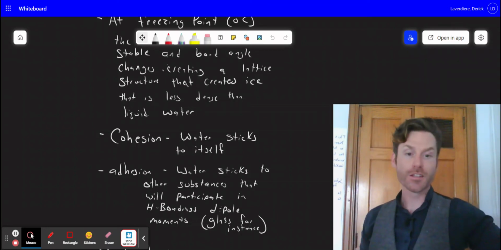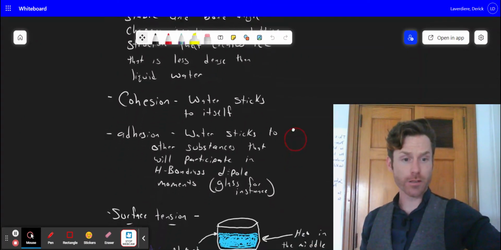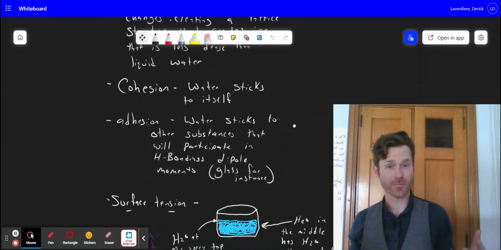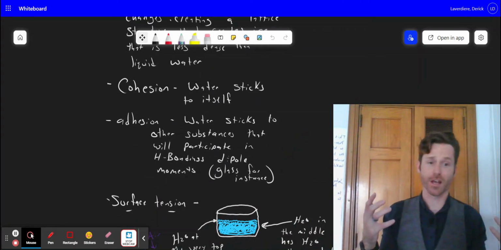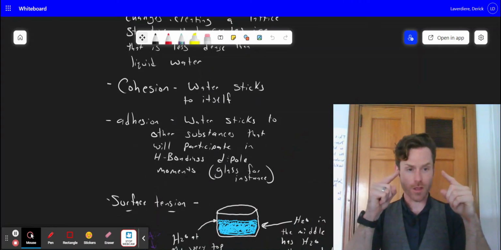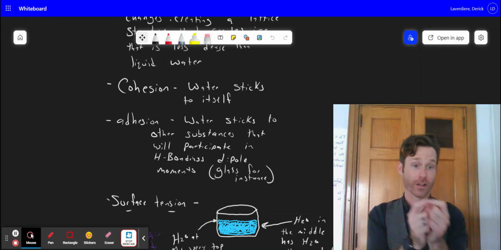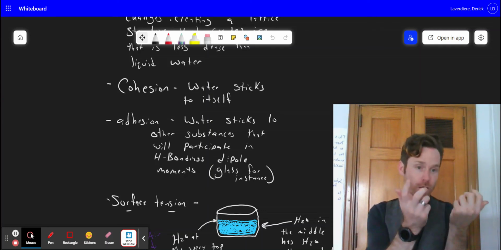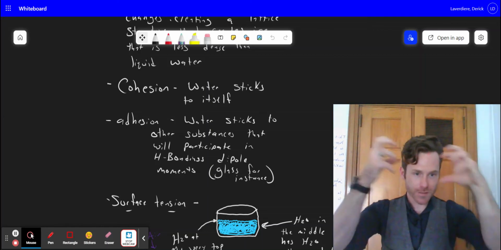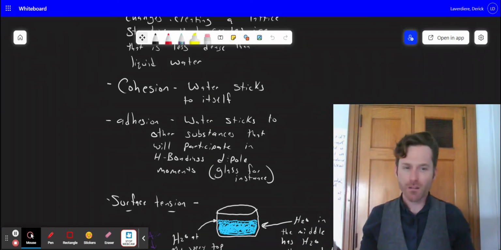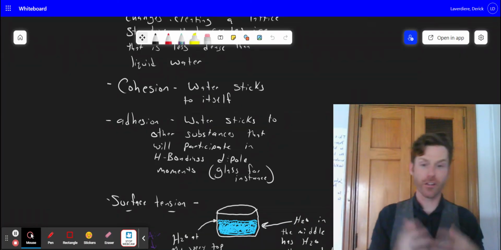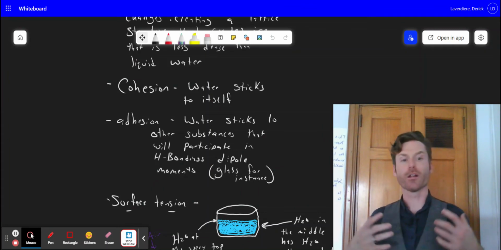Some other properties that this hydrogen bonding leads to is cohesion. Water will stick to itself. If you put two droplets of water close to each other, they become one droplet of water, and then they're stuck together. That's just because the hydrogen bonds connect to each other. That makes sense. Similarly, there's a property called adhesion.